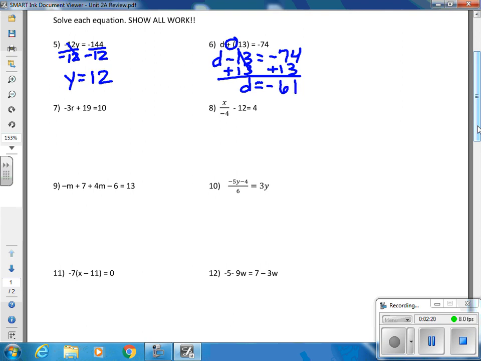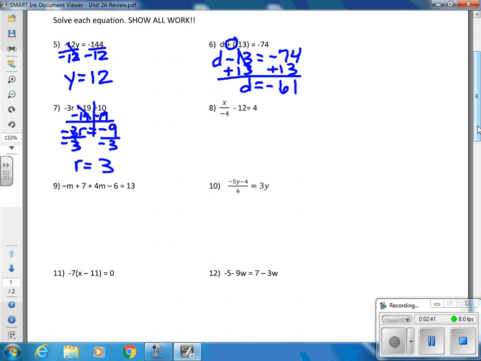All right, for 7 and 8, these are both two-step equations. Remember that you want to move the constant first and then deal with the number attached to the variable. So in this case, we want to subtract 19 from both sides. That leaves us with negative 3r equals negative 9. Then we want to divide both sides by negative 3, and r equals positive 3.